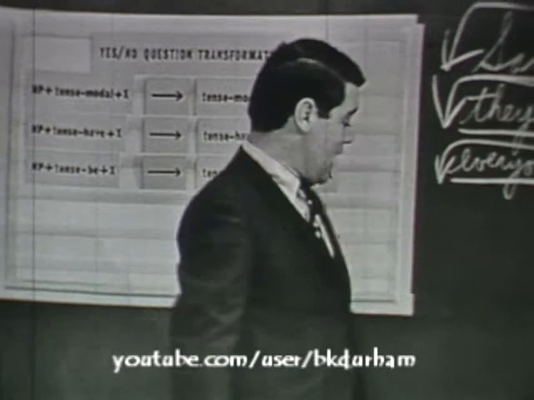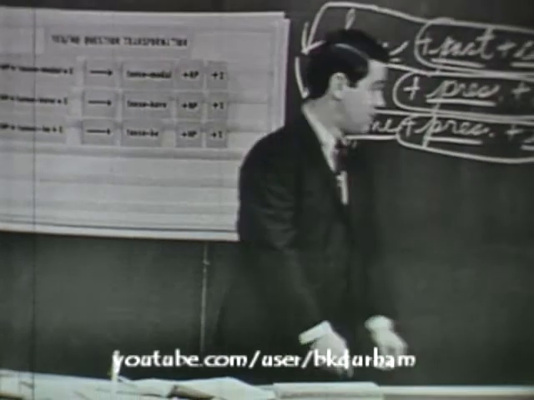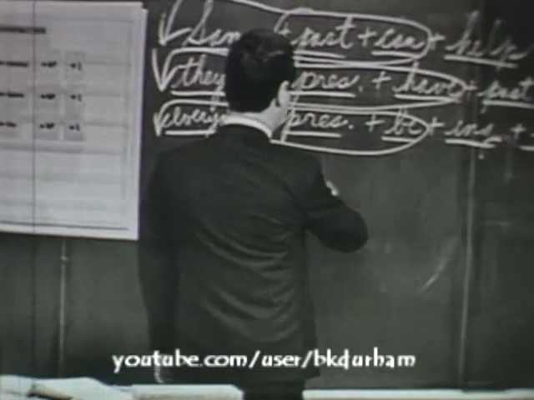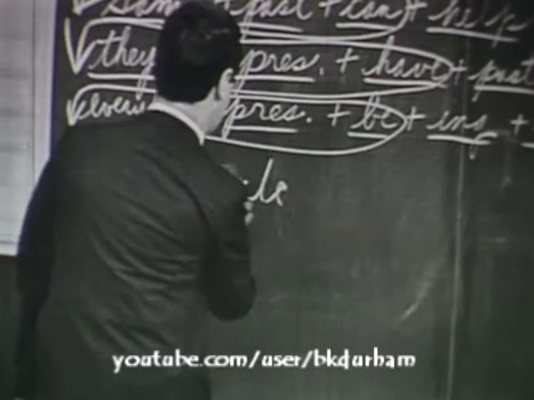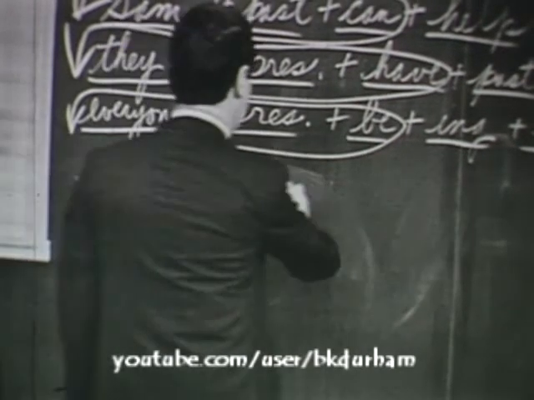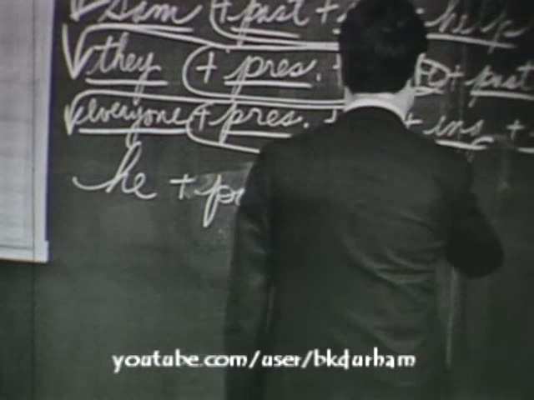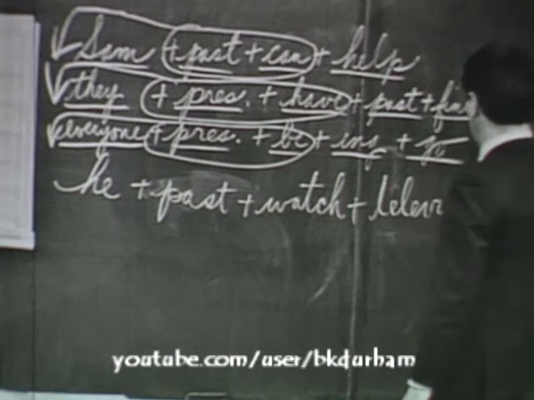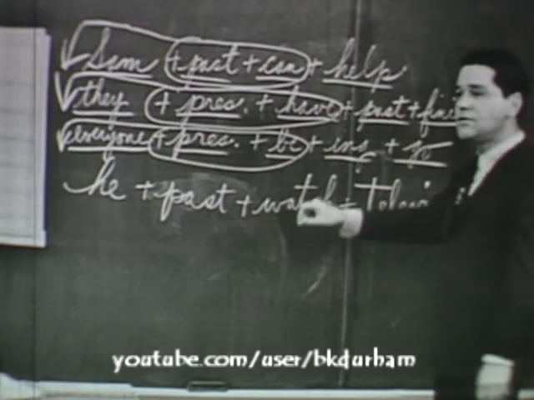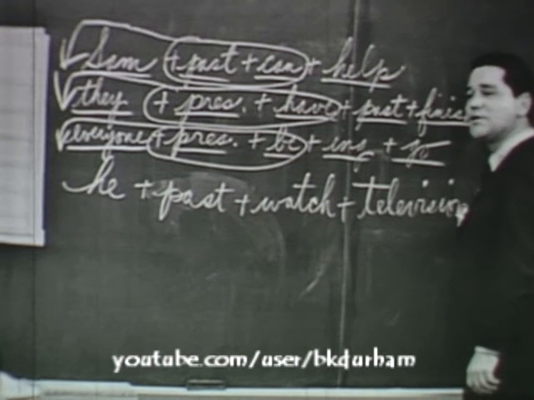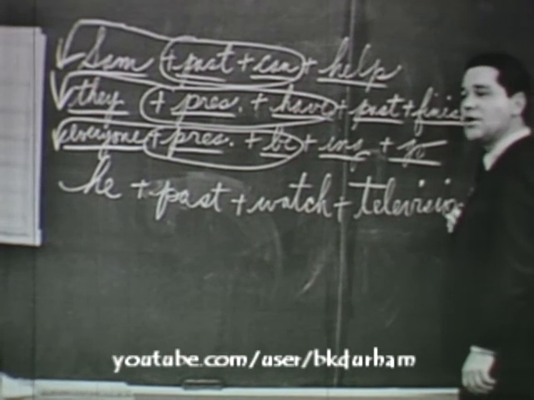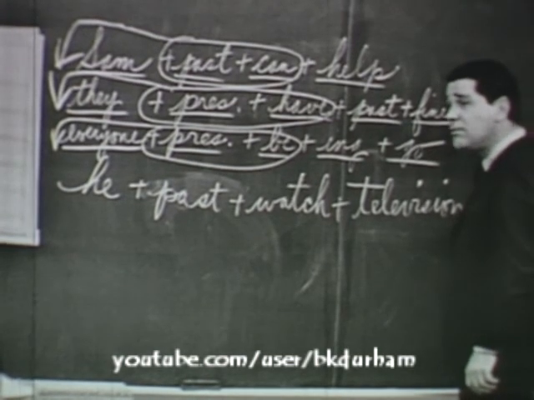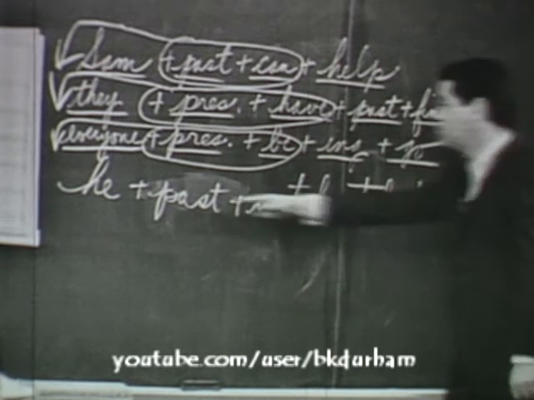All right. Take a look, please, at the fourth example I'm going to put on over here. He plus watch. Oh, let's do it another way. He plus past plus watch plus television. What have I just written up here? What do we call this, Scott? What do we call it? Sentence. Oh, kernel sentence. Well, not exactly. Not in this form. I have some plus signs in here.